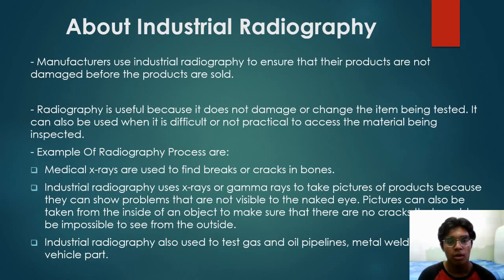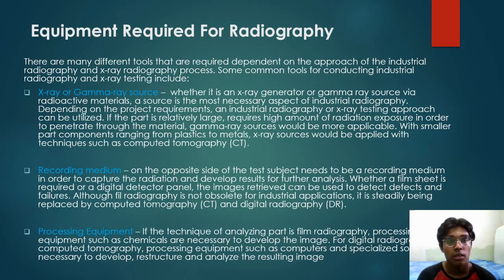For examples of the radiography process, some of them are medical X-rays used to find cracked bones. Industrial radiography uses X-ray or gamma ray to take pictures of products because they can show problems that are not visible to the naked eye. The last one is industrial radiography, which is used to test gas and oil pipelines, metal welding, and vehicles.